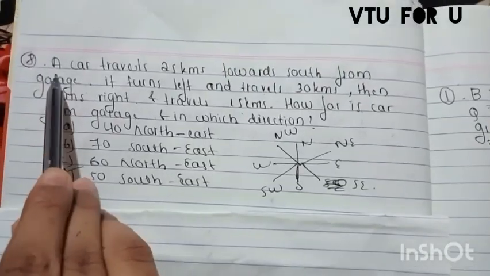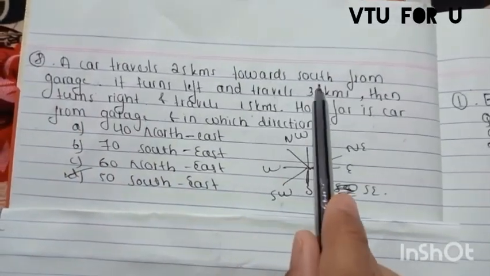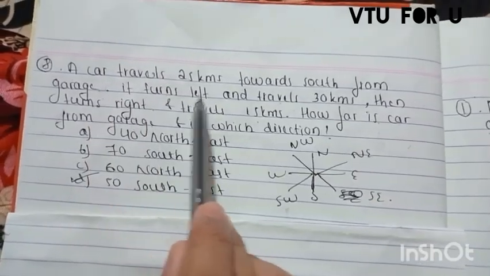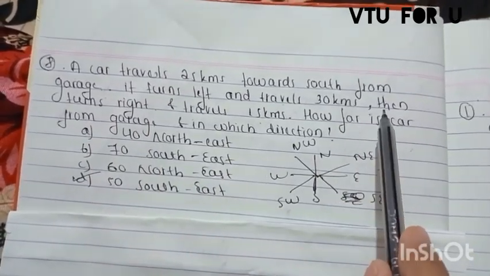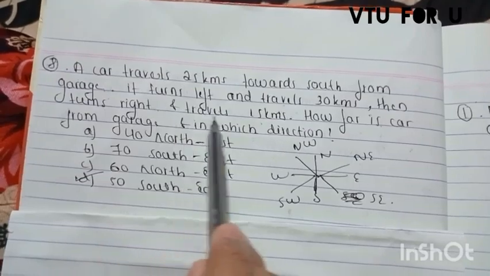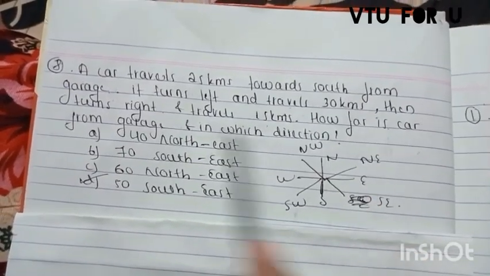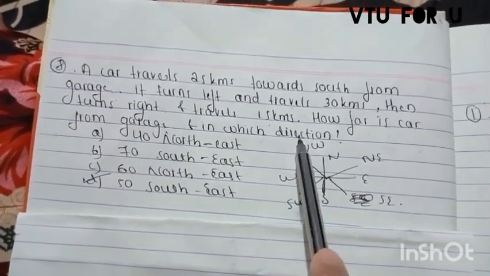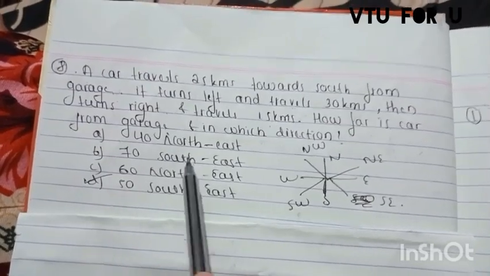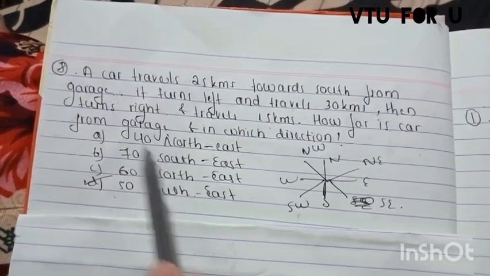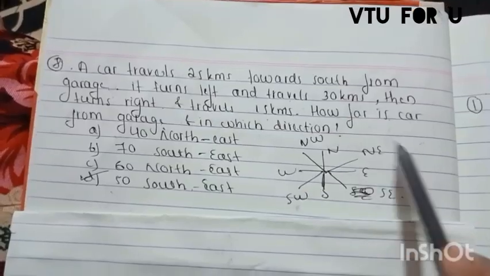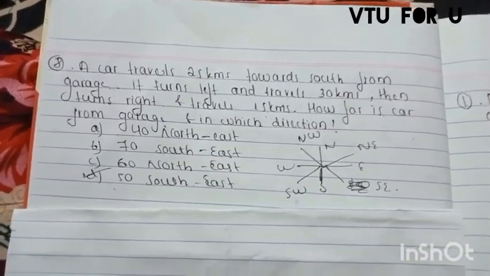Next question. A car travels 25 kilometers towards south from a garage. It turns left and travels 30 kilometers. Then it turns right and travels 15 kilometers. How far is the car from the garage and in which direction? The options are 40 northeast, 70 southeast, 60 northeast, 50 southeast. As I said earlier, you should remember this.